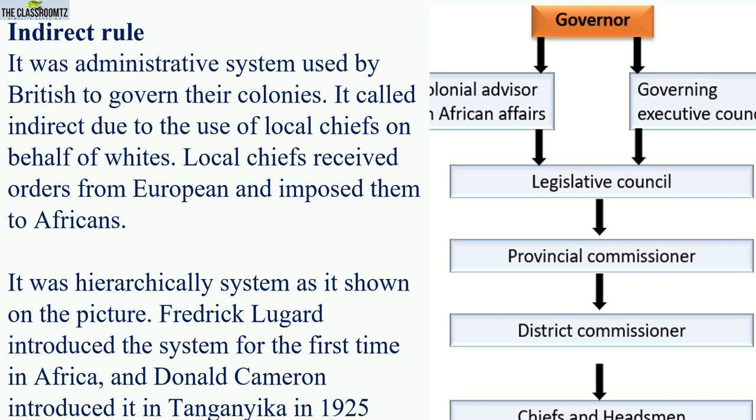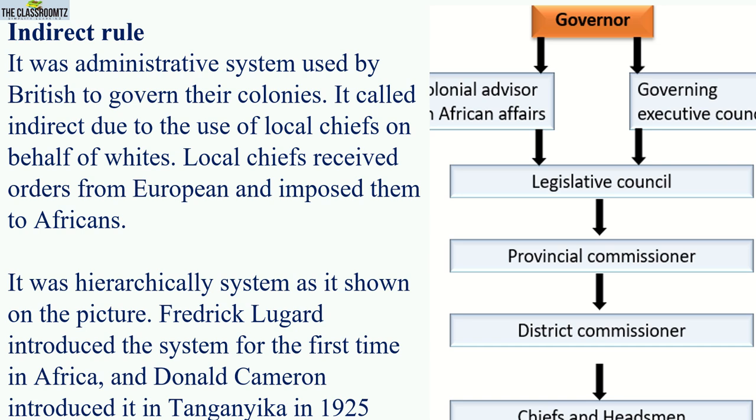The second administrative system is indirect rule. Direct rule was under the Germans, and here it is indirect rule. By way of introduction, indirect rule was an administrative system used by the British to govern their colonies. It was called indirect due to the use of local chiefs on behalf of whites. Local chiefs received orders from Europeans and imposed them on Africans.